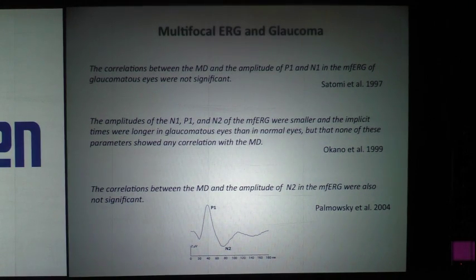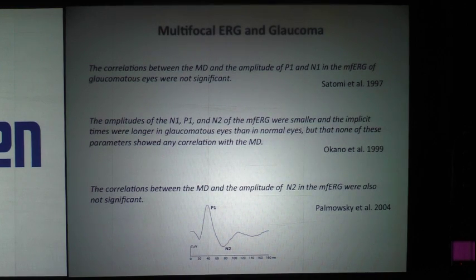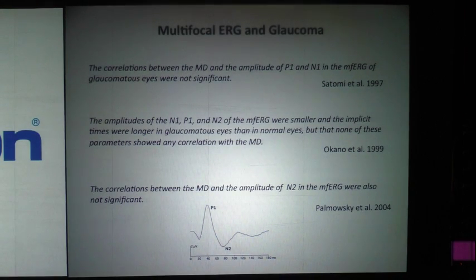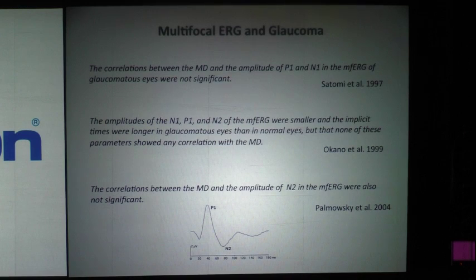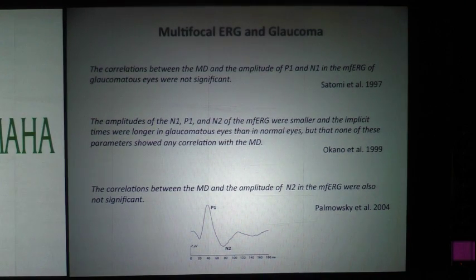Dr. Palmowski divided the visual field of each glaucomatous eye into 4 segments and analyzed the relationship between the mean deviation and the N1, P1, and N2 amplitude of the multifocal ERG for each segment. He found no significant correlation between the mean deviation and the amplitude of those waves in the multifocal ERGs.